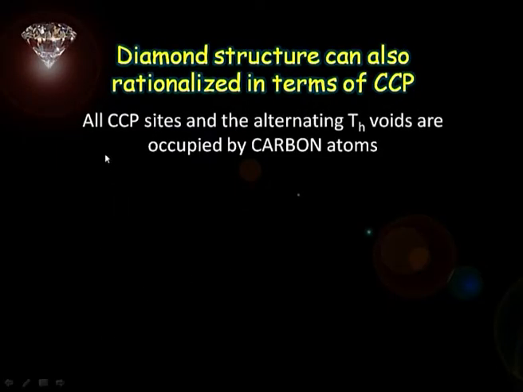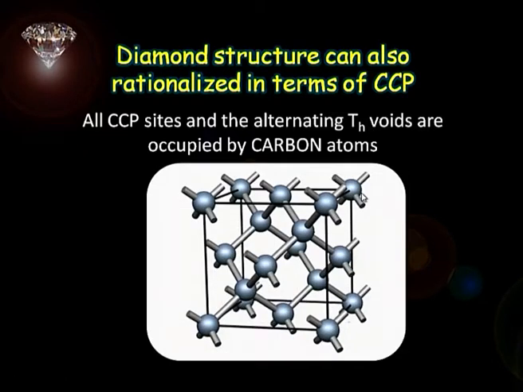So, that is one more structure understood. Moving further, we can even talk about the diamond structure. We referred to it earlier, because we can rationalize it in terms of CCP again. What we see is all CCP sites and alternating tetrahedral voids are occupied by carbon atoms which are linked together by covalent linkages. That is the kind of structure we have, a diamond structure.